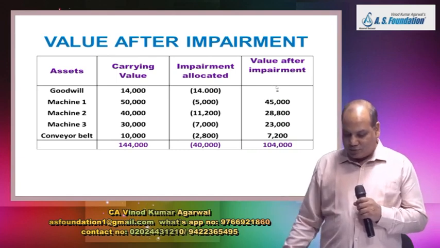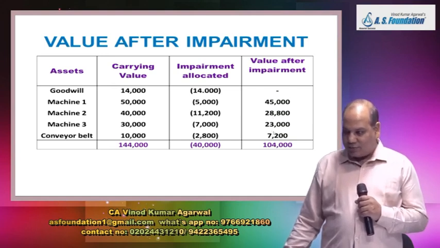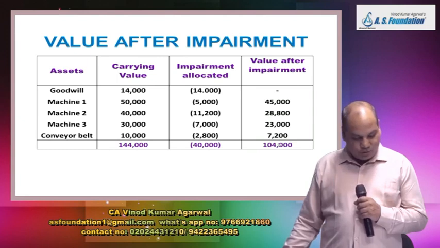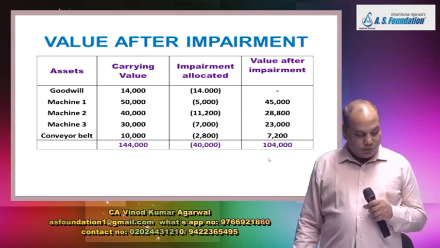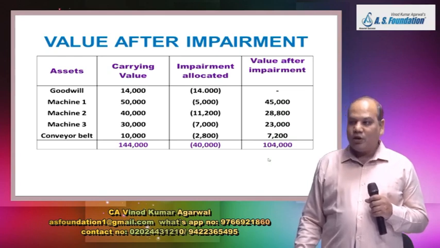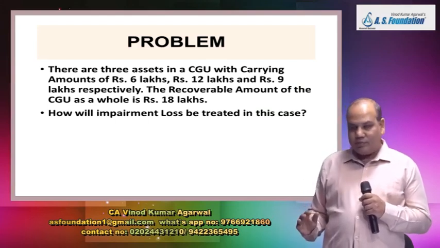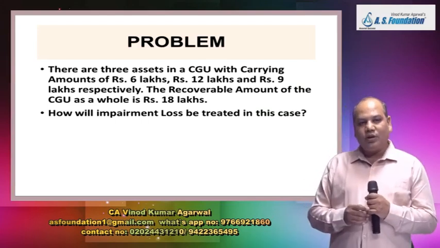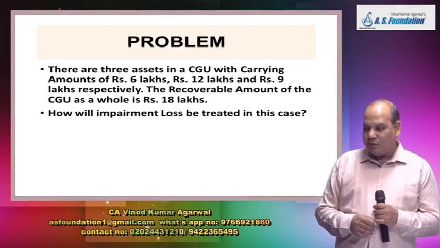Therefore, value after impairment: goodwill will become 0. Machine 1, 45,000. Machine 2, 28,800. Machine 3, 23,000. Conveyor belt 7,200. Total 1,04,000. In this example, first we will allocate the impairment loss to those assets whose recoverable amount can be calculated. Then goodwill. Then pro rata to other assets. Now, dear student, solve question number 14.